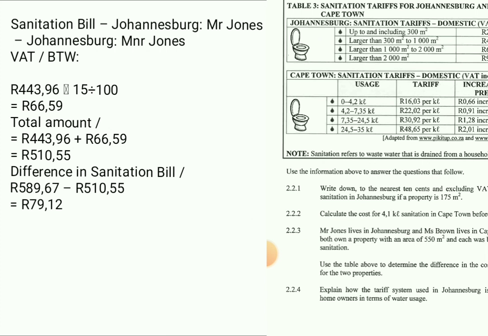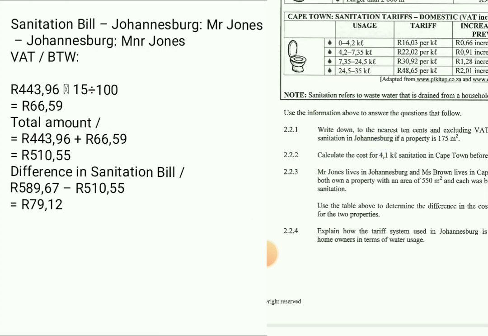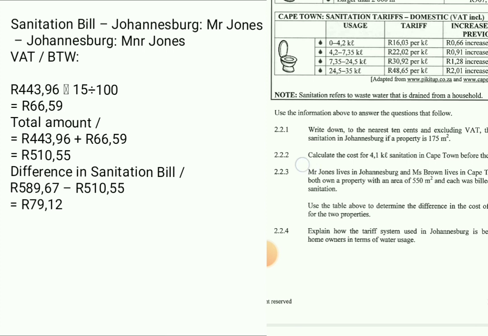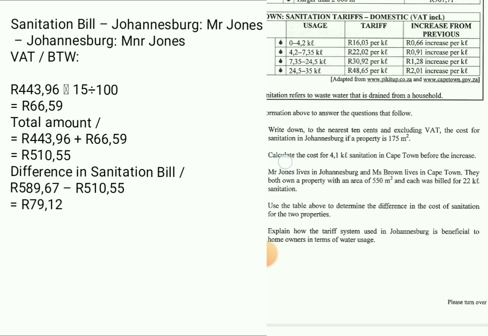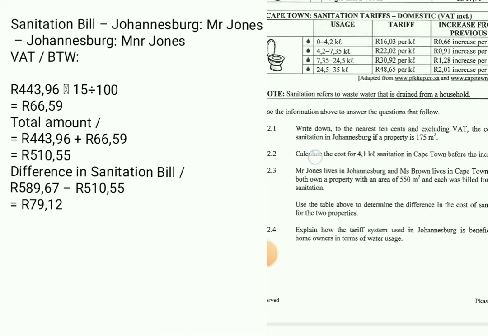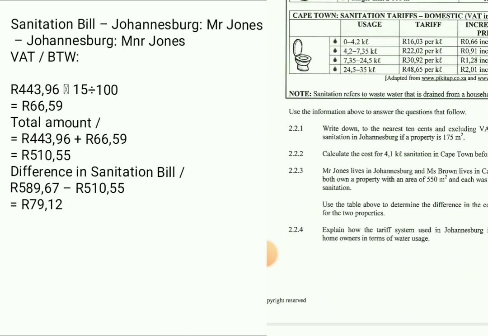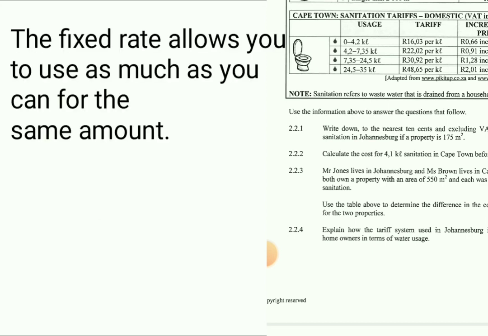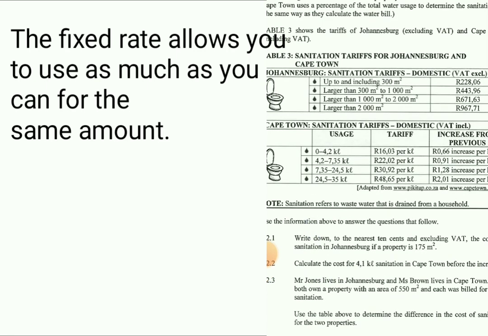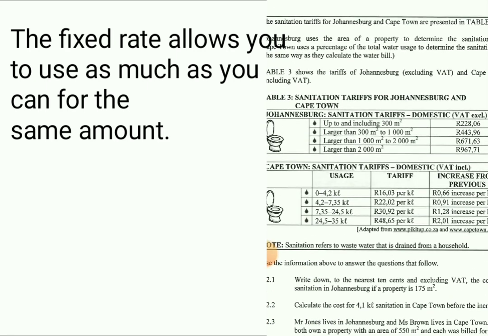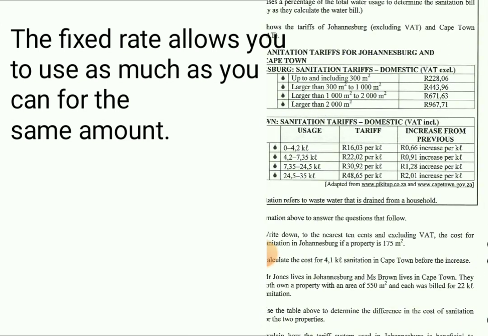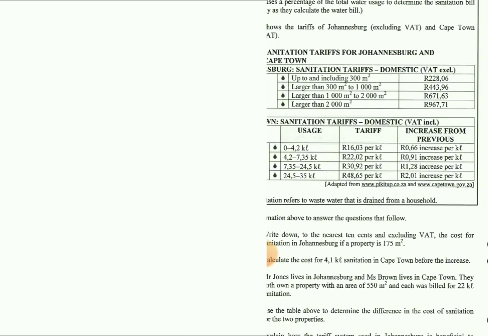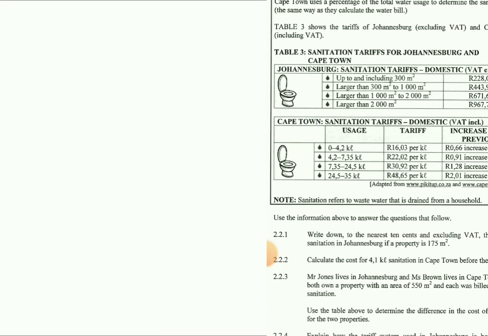We are going to the last one, 2.2.4. Explain how the tariff system used in Johannesburg is beneficial to the homeowners in terms of water usage. Why is it beneficial? The fixed rate allows you to use as much as you can for the same amount. This thing is very straightforward. I hope my explanation is very clear. You should watch the video again so that you can understand.